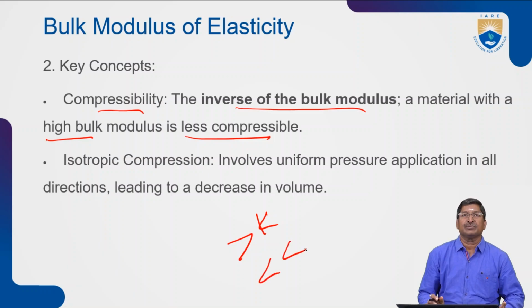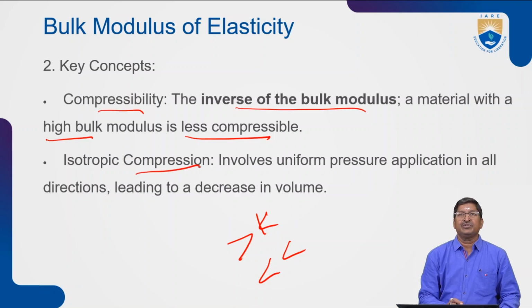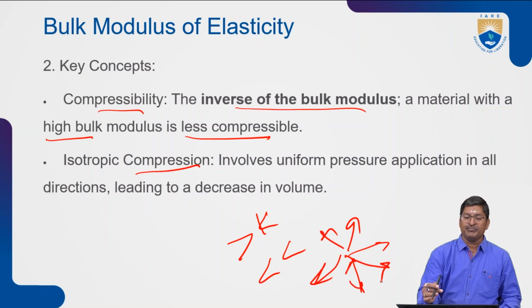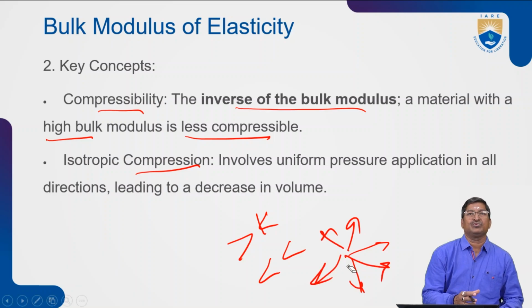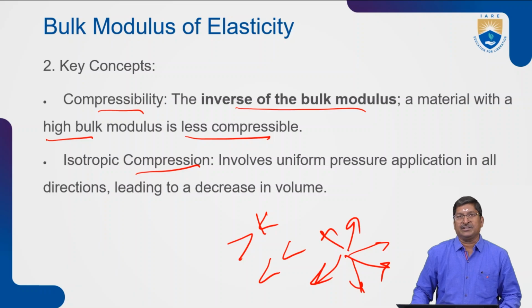Then isotropic compression involves uniform pressure application in all directions, leading to a decrease in volume. Isotropic means in all the directions, so in all the 360 degrees. So you apply pressure in all the directions, then see how much volume is decreased.